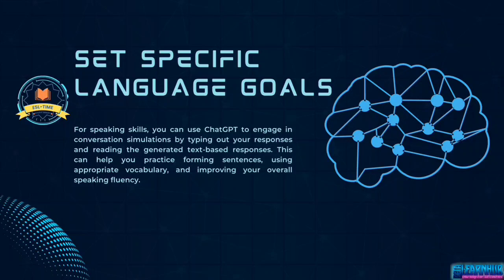Okay. So again, set specific goals. We're going to talk more about goals in a minute. But for example, a specific goal would be: I want to hold a 5-minute conversation with a native speaker without using a translator within 2 months, within 3 months. Okay, that's a specific goal.